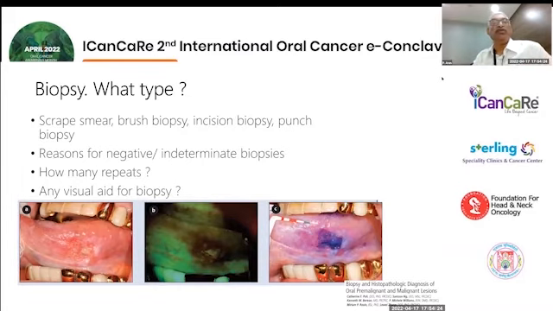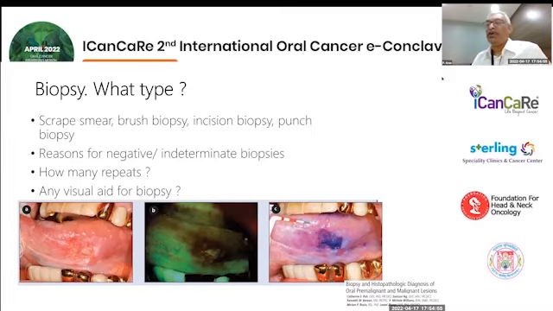Number one, no smears, no brushes. Go for a proper incisional biopsy from a clinically relevant area which you think is clinically suspicious. I don't think we rely on any visual aid for this biopsy. It's a clinical sense. I put in pictures of fluorescence, and there is the blue dye, toluidine blue, which I think is not used anymore. I think we just go with a clinical sense.